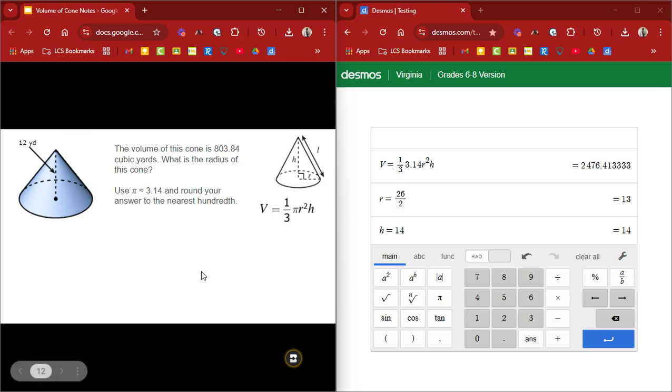Here is where you're going to get into some really weird ones. It says that the volume of the cone is 803.84. So my volume is going to equal 883.4. Okay.